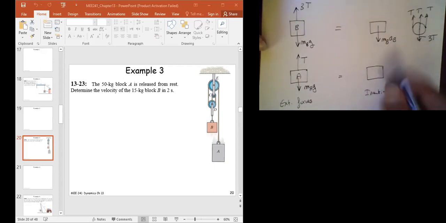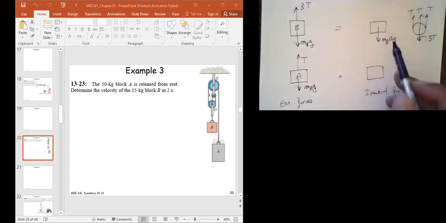How about here, for the acceleration of A? I can do MA here, but I know that the acceleration of block A has to be related to the acceleration of block B. What do you think the relationship is? Obviously, if B is going downward, then A has to be going upward. If the acceleration of B is AB, then what is the acceleration of A in relation to the acceleration of B?